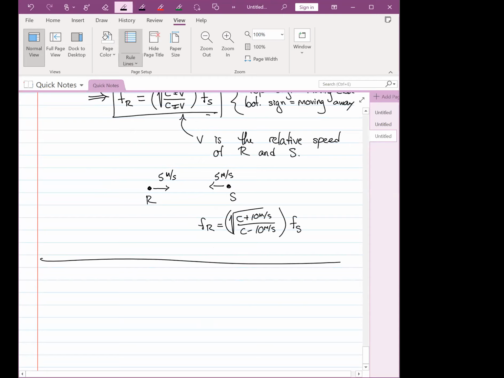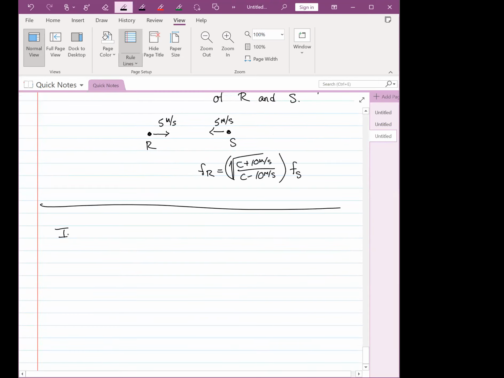Change gears a little bit. We're going to talk about the interference effects that can be experienced with sound. And we'll continue with what we're talking about in the optional lecture on Monday.